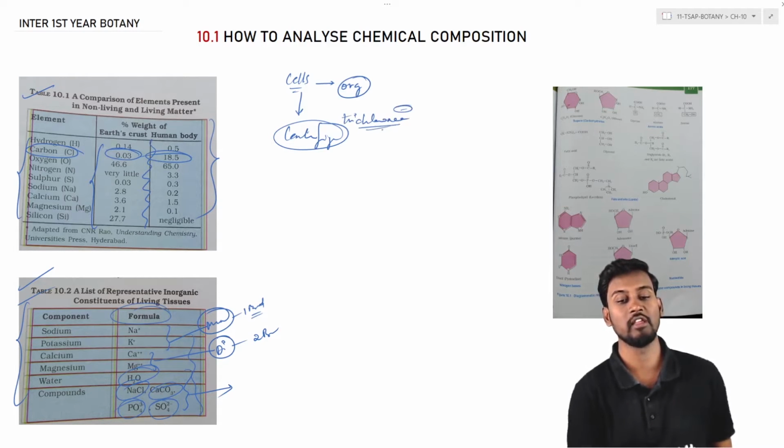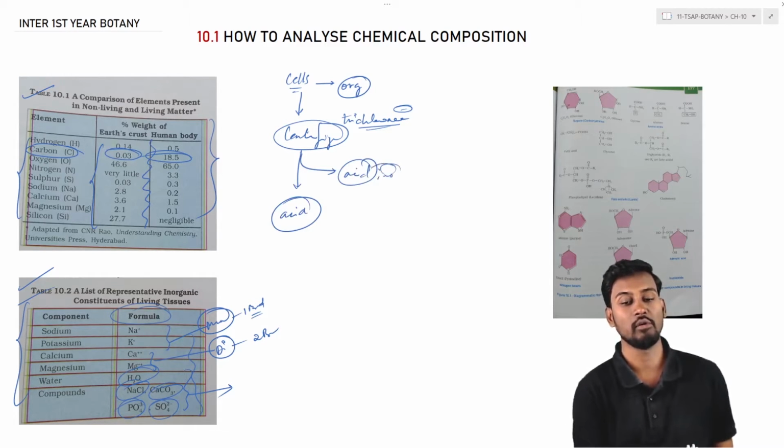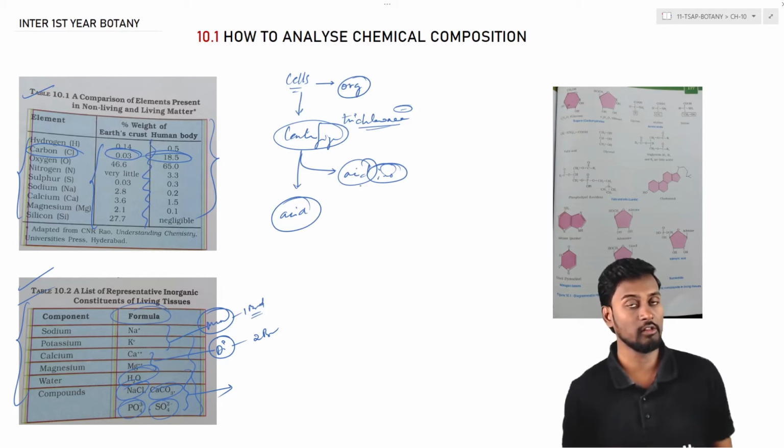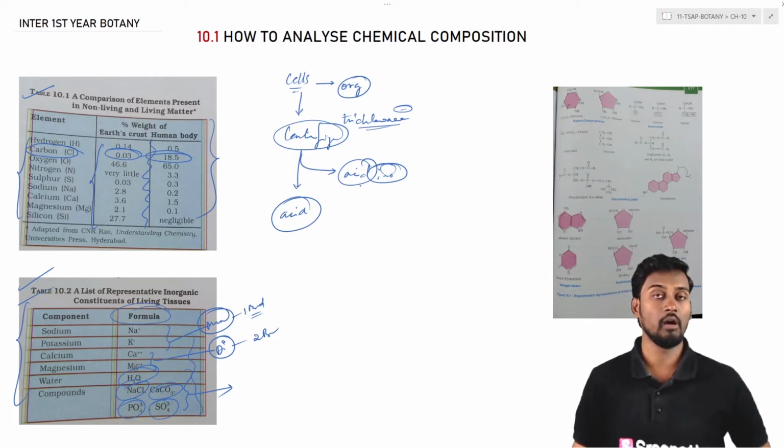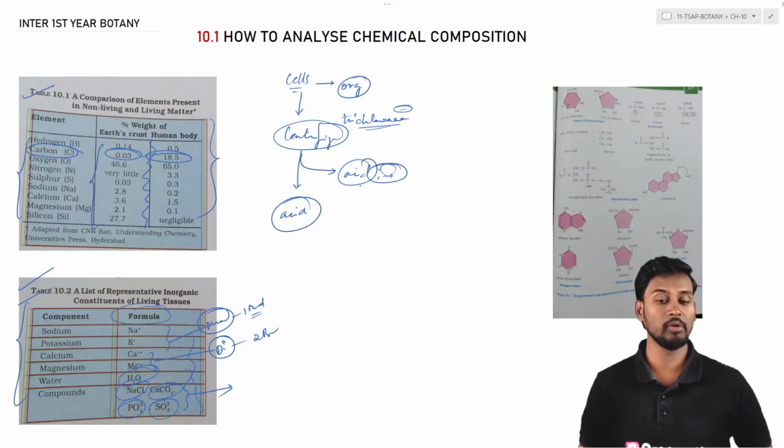The trichloroacetic acid is the component which is generally added to the cell suspension, and when it is subjected to centrifugation, we get two different fractions. One is the acid soluble fraction, another is the acid insoluble fraction. The acid soluble fraction is the filtrate, consisting of all the compounds which are acid soluble, whereas the acid insolubles won't come in the filtrate, they will be present within the precipitate.